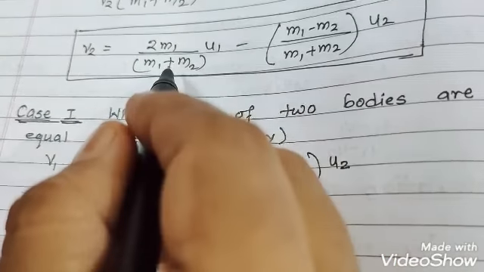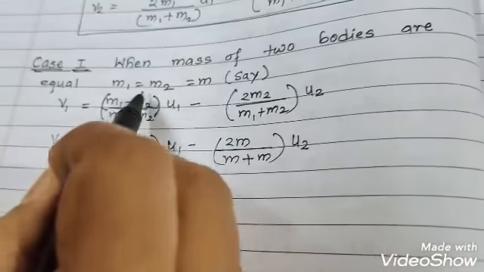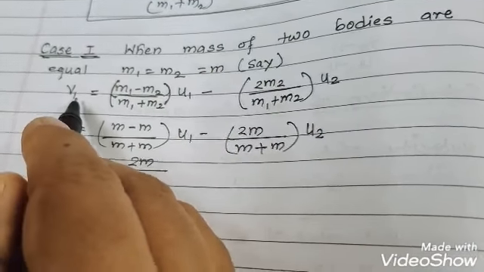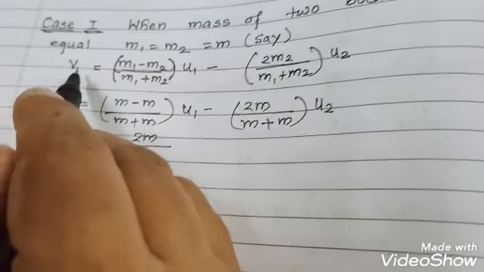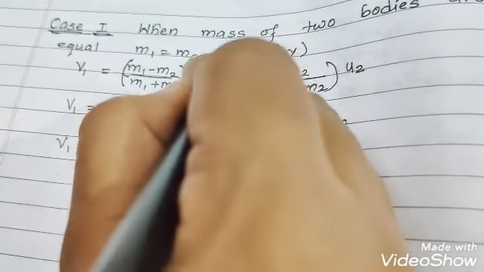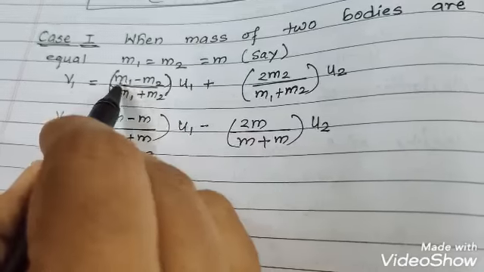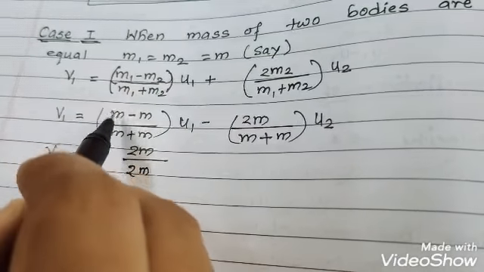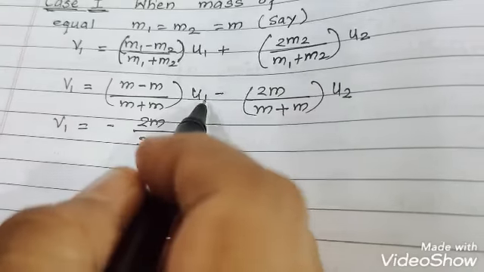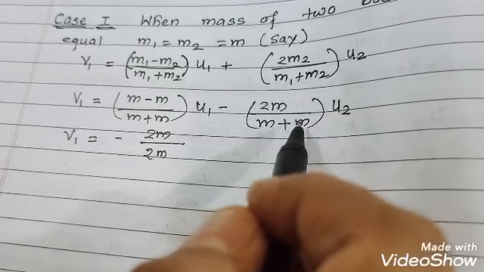Now we'll see some special cases. Case 1: when the masses of the two bodies are equal, that is m1 equal to m2, say m. The formula we derived for the velocity of body A after collision is v1 equal to m1 minus m2 upon m1 plus m2 u1 plus 2m2 upon m1 plus m2 u2. Now we put the value m in place of m1 and m2. So it becomes v1 equal to m minus m upon m plus m u1 plus 2m upon m plus m u2.